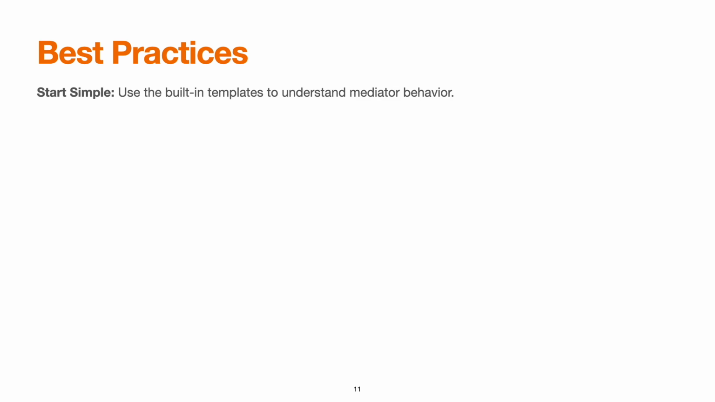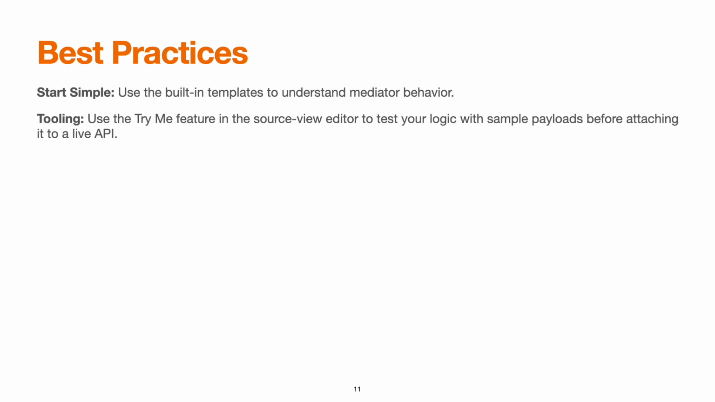At the very first, try to use the inbuilt templates or inbuilt policies, so that you get the confidence of how it actually works. You can even download the policy, you can see the code, and accordingly you can make your own policies. Okay, so the try me feature in the source editor gives you the capability to check your logic before you make this API live, or you roll out this revision live.